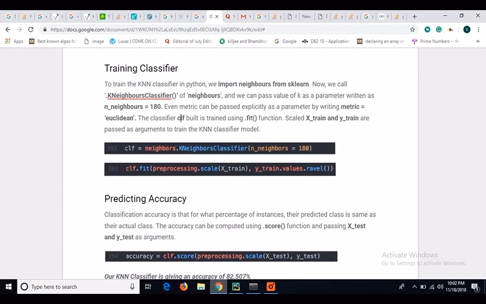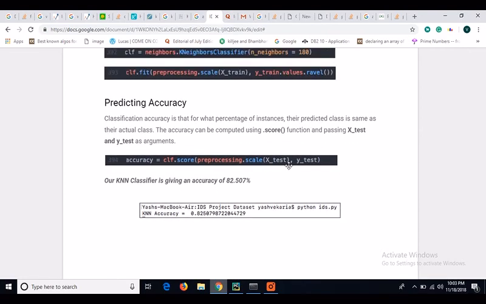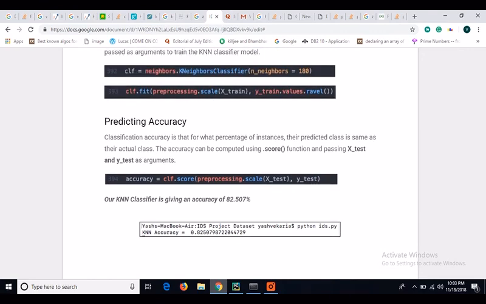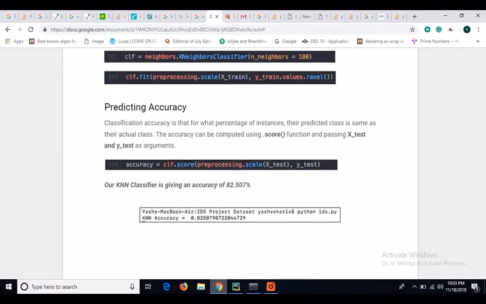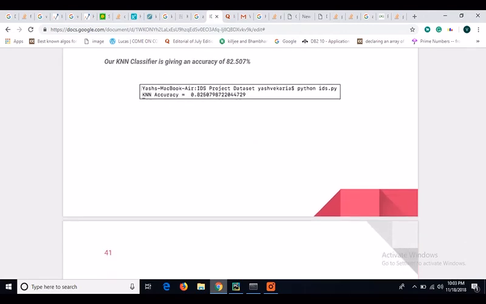Now using the clf.fit function, we fit the xtrain and ytrain datasets into the classifier and build it, and we'll predict the accuracy using xtest and ytest with the clf.score function. Since it's using the Euclidean measure, we have also scaled the data values before training. The KNN classifier produced an accuracy of 82.507%. This is the terminal output.